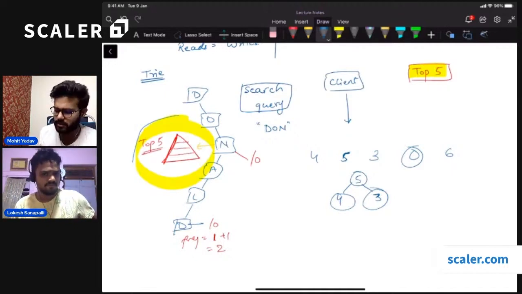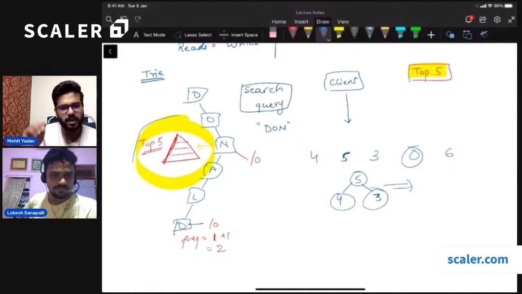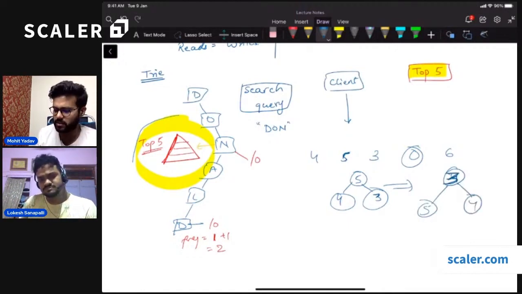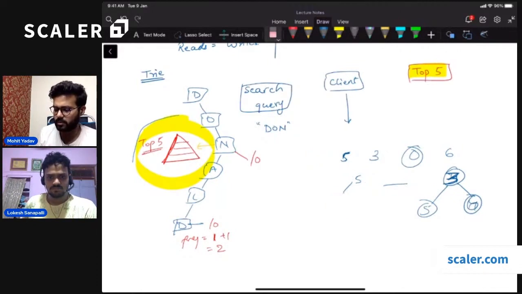So instead of this, what we could have is a minimum heap, a min heap basically. So 4 will be there, 5 will be there, then 3 will come. So 3 comes here and 4 comes here. Then 0 is not greater than 3, 6 is greater. So we'll remove 3 and we'll add 6. That's how it will be done.